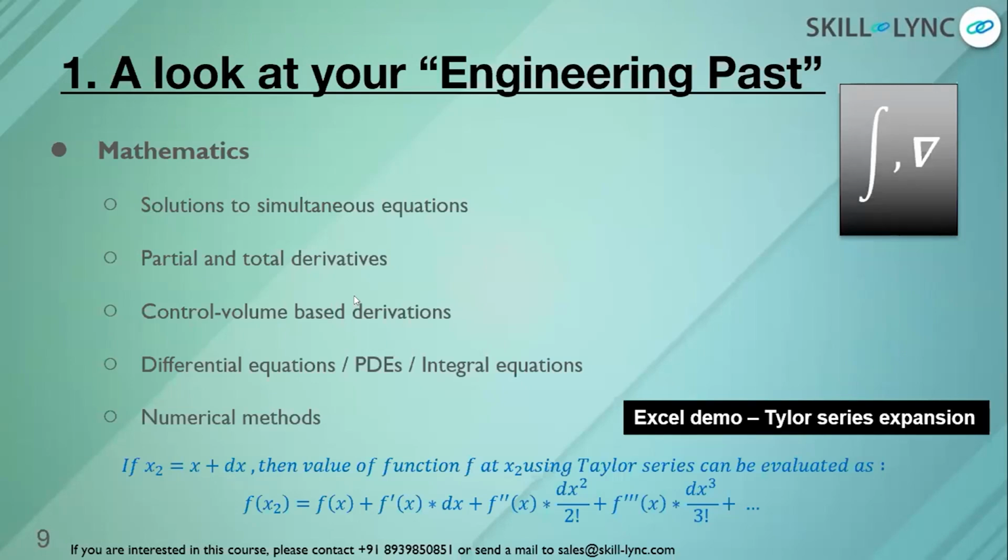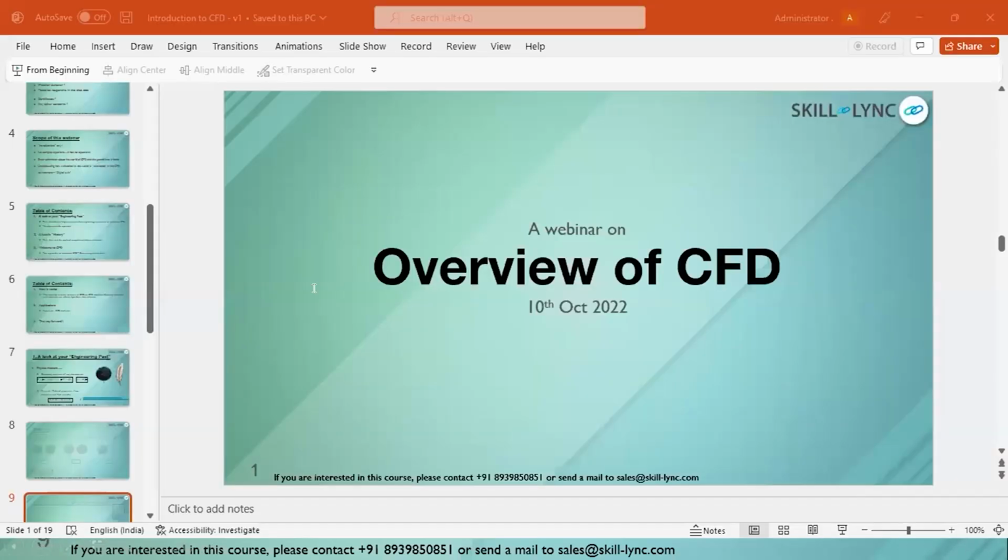Then the Taylor series expansion says that the value of the function at x2 is equal to the value of the function at x plus the first derivative at x into dx, plus the second derivative at x into dx square upon 2 factorial, and so on and so forth. So this is an approximation of the value of the function at x2. Now what I did is I took some common functions, I put them in an Excel table, and I'm going to show you how accurate the expansion looks.